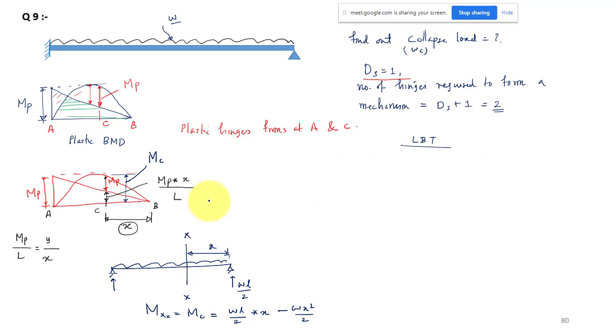Okay, so we can write this height in terms of MB. What is the height? MB plus this height, which is MB into x by L. So MB plus MB into x by L, total height, is equal to MC, that is equal to WL by 2 into x minus WX square by 2. Okay, and from here we can simplify. You can write MB into, from here you have to simplify it further.